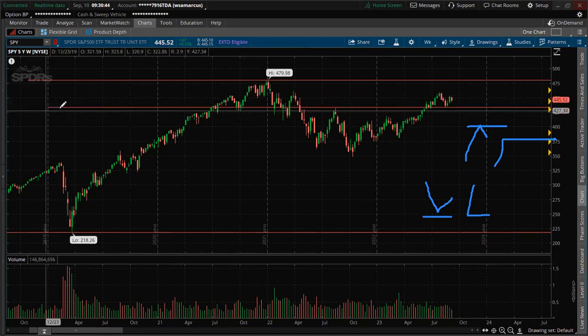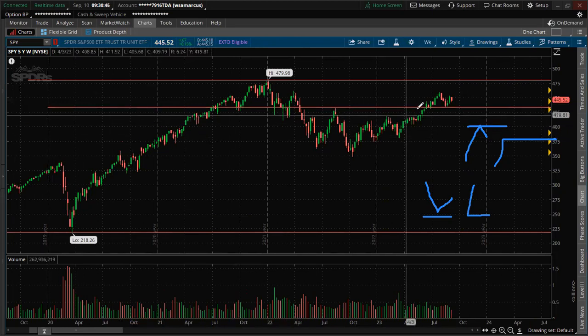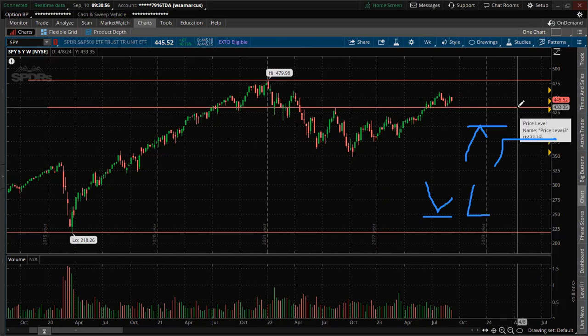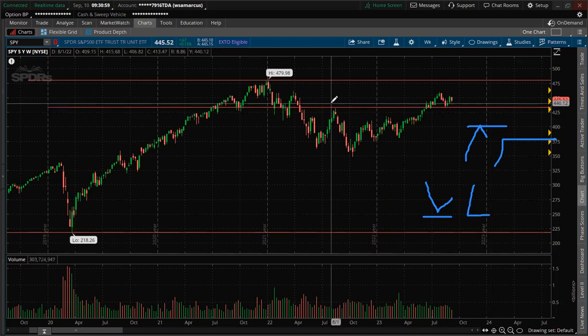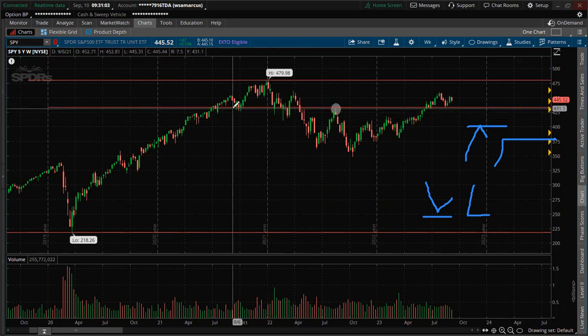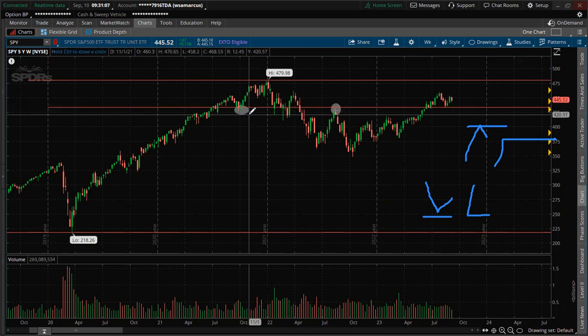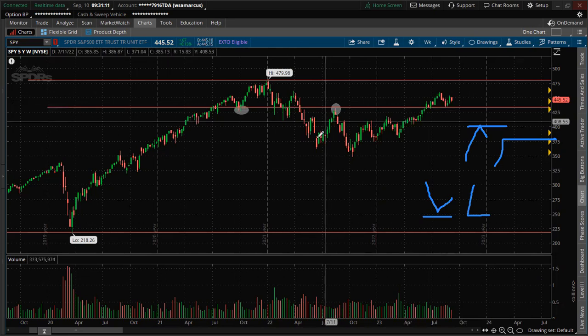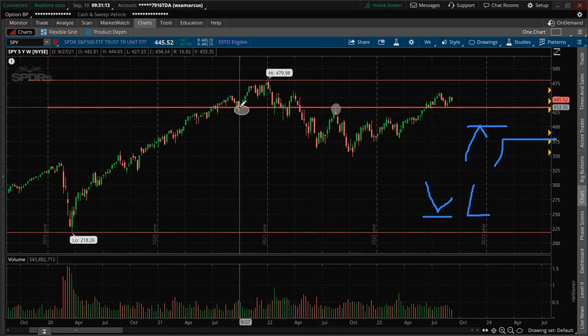And notice how I go towards my far left, because I want to be able to see the past, right? So I'll be able to see multiple areas where this price point at 433 has been either resistance over here, right? Or support over here. So you can see that the 433 level has been resistance before, and has been support.